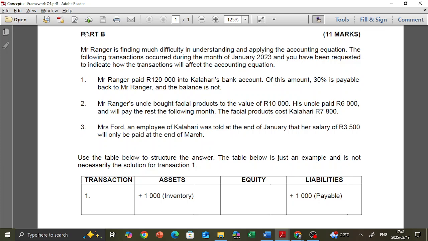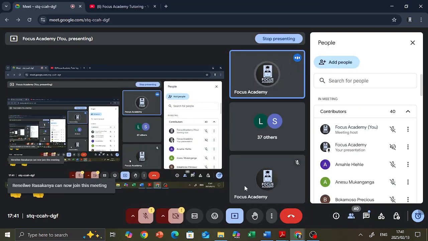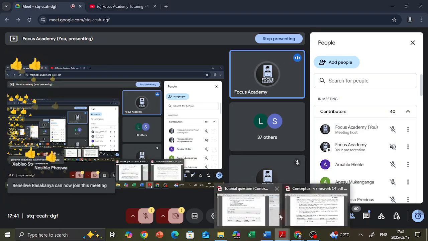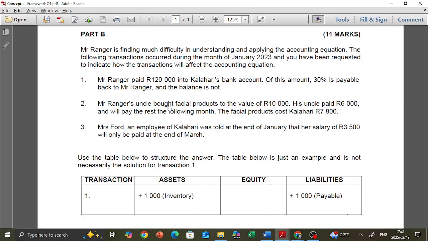Okay. Can y'all see the screen? Just communicate there. Okay, let me just check if people can see the screen. Okay. Okay. Right.